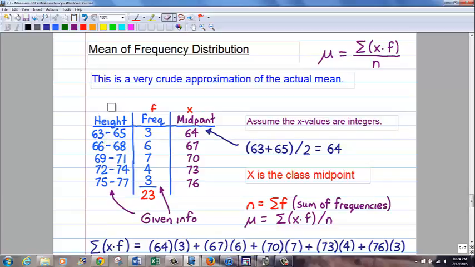So that's what I mean. That's why this is an approximation of the real mean. It's kind of the safest estimate you can take by picking the value in the middle. So that's all this is doing. It's like we're saying there's 3 64s, 6 67s, and so forth.